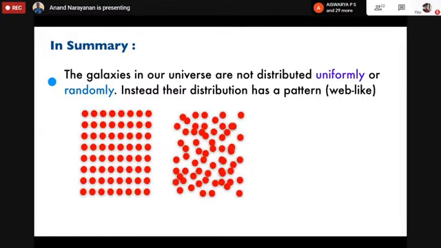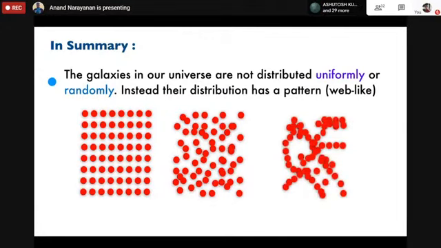But surveys like the Sloan Digital Sky Survey, the 6-degree field survey, the 2-degree field Galaxy Redshift Survey, all these surveys time and again tell us that the distribution is neither uniform nor random, but it's more like a filamentary structure, a web-like pattern, which astronomers refer to as the cosmic web.